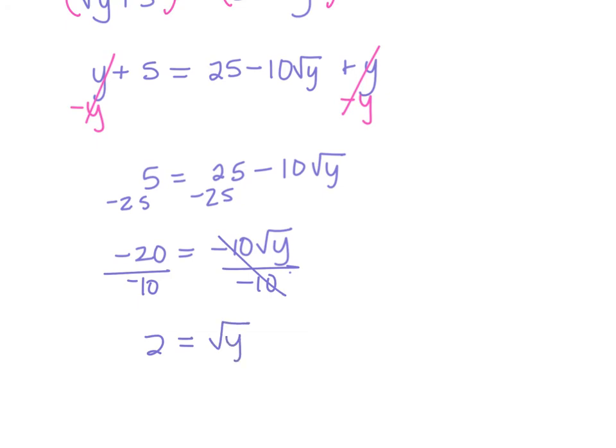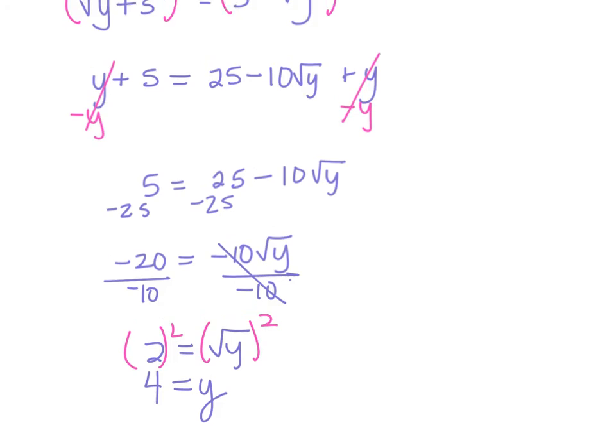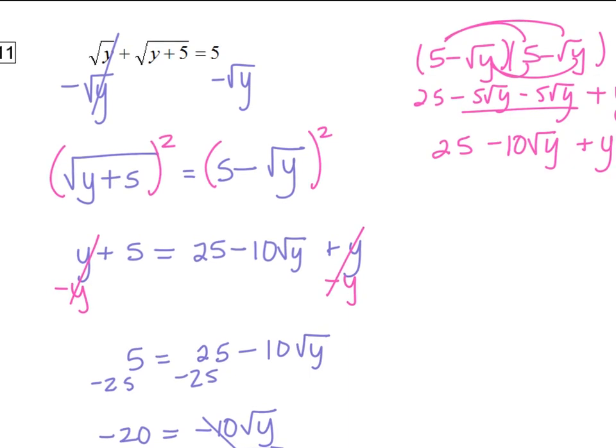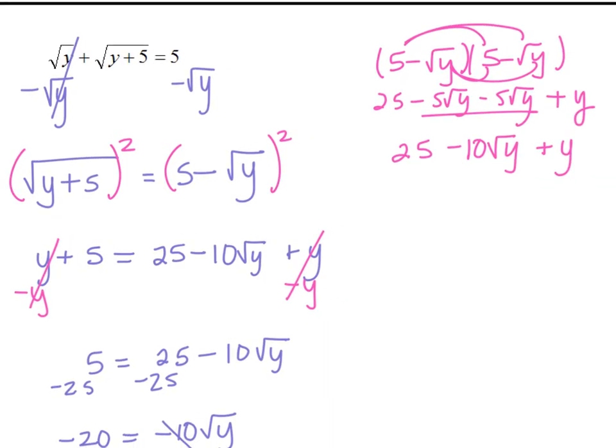And how do we get rid of the square root? We square both sides. So we have 4 is equal to y. So does y equal 4? Well, let's just check our answer. I'm going back up and do my check over here.